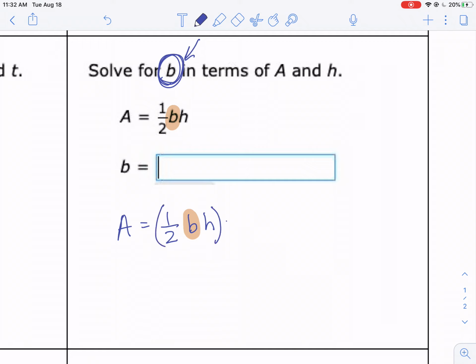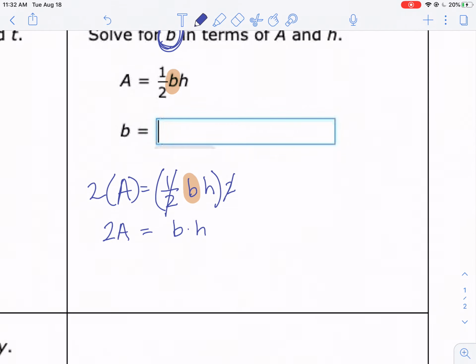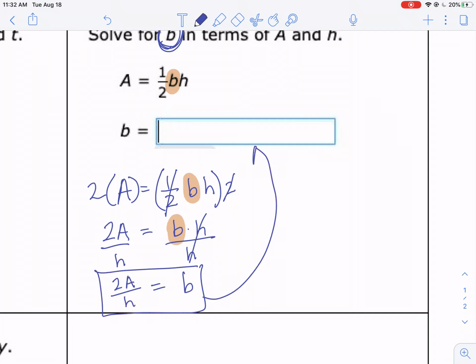So I'm going to multiply times 2 on both sides. So 1/2 times 2 would just give me 1, so those will cancel. So now I have 2A equals base times height, and I can put the times in there or not, either way, BH. And then I have multiplication here, so still I'm trying to get rid of B. The opposite of multiplication is division, so divide by H on both sides. I get B equals 2A over H. And that is going to go in that box right there.